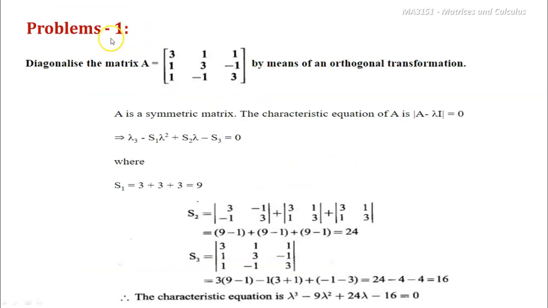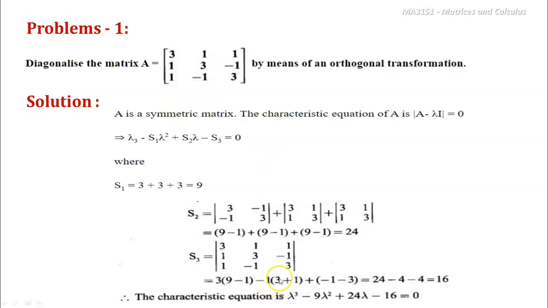Problem number 1. Diagonalize the matrix A equal to, it is a 3 by 3 matrix, by means of an orthogonal transformation. Solution: we need to diagonalize this matrix. Already we have seen the working rule. By the working rule, step 1, find eigenvalues.